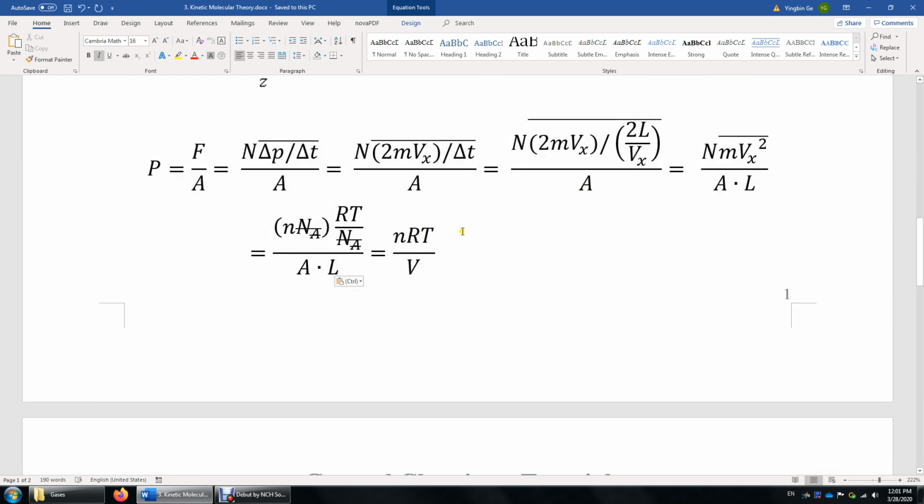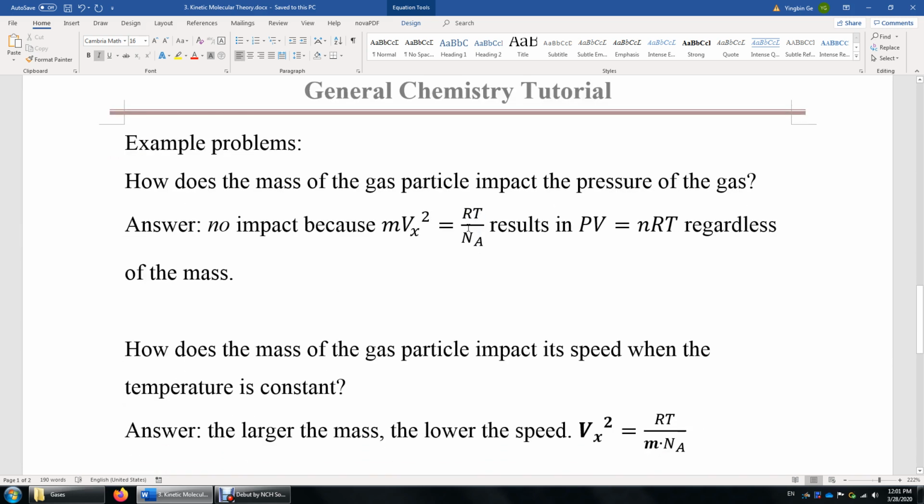Now let's work on two example problems. First, how does the mass of the gas particle impact the pressure of the gas? Well, the answer is there's no impact at all. No matter if you have helium or argon, argon is much heavier than helium, but they have the same equation, PV equals nRT.